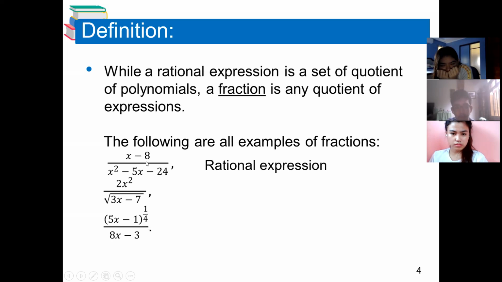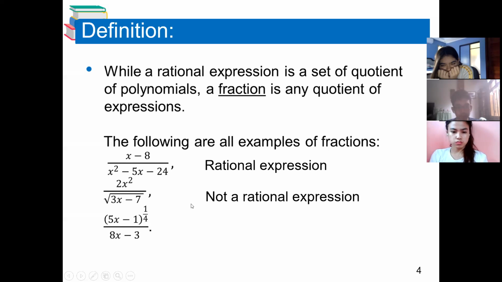It is a rational expression. Why? Because your numerator is a polynomial, and your denominator is a polynomial. Look at the exponent of x: 1, x squared, x to the 0. These are polynomial expressions. So this is a rational expression. The second one is not a rational expression. Alan is correct that this is not a rational expression.